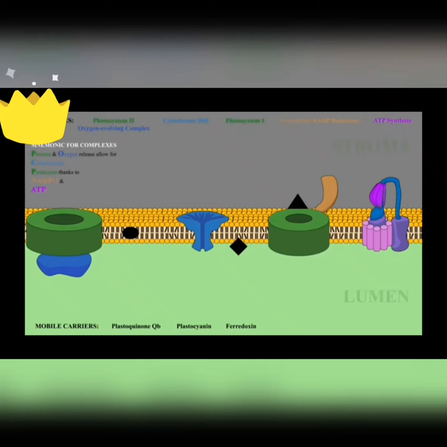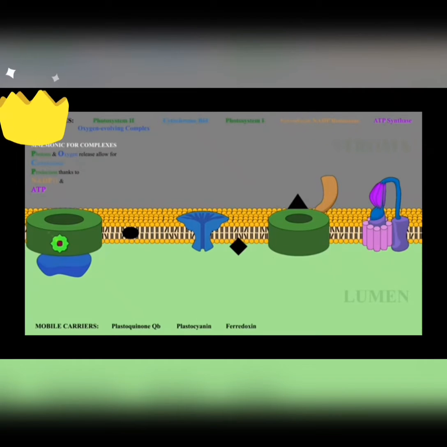The energy from the photon makes the electron go from a low to a high energy state, allowing it to power reactions. Photoexcitation occurs at two complexes, photosystem 2 and photosystem 1. Each of these photosystems is full of chlorophyll molecules.